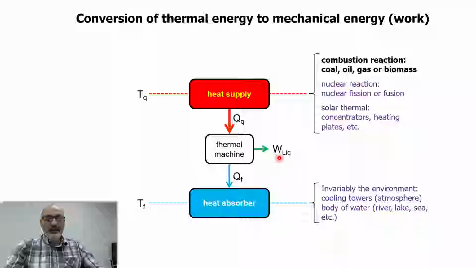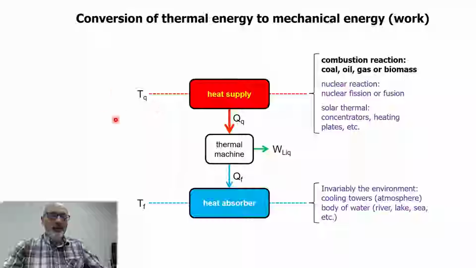And I said to you last week that for industrial or large-scale applications, the heat absorber is always the environment. It can be the atmosphere. So when you look at a thermal power plant and you see a cooling tower, for instance, you know that heat is being rejected to the atmosphere. Or it can be a lake or a river or a sea and so on. The reason I'm emphasizing this is that we cannot control the temperature of the heat sink, because it's always related to the environment.